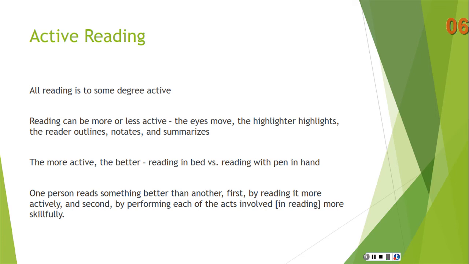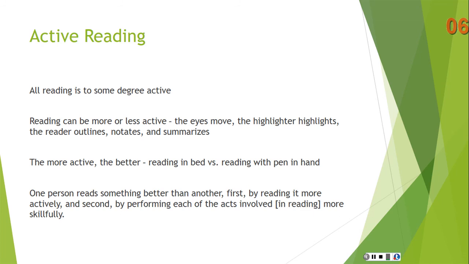So reading can be more or less active, like I said. Your eyes move. Your highlighter highlights. That's more active than just reading. Your hand might sweep across the page to give you an idea of where you're at on the page and what your pace is. The reader will outline, notate, and summarize the book. Reading should be very active, actually. The more active, the better.